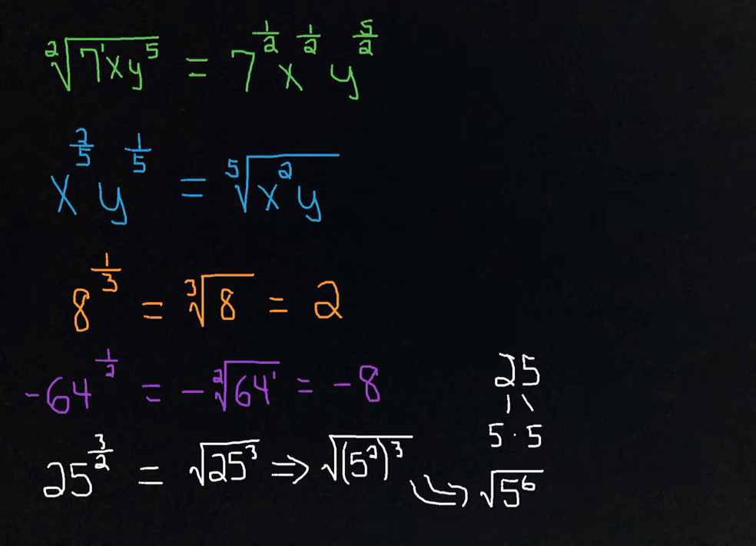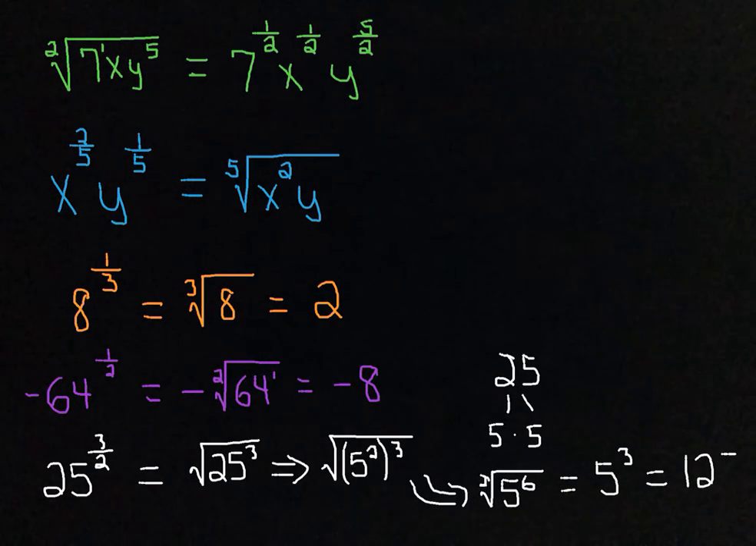Now, we told you earlier that this index is a 2, and you take the exponent divided by the index. So 6 divided by 2 is 3, so this is 5 to the third power. And 5 to the third power, 5 times 5 times 5, is 125.